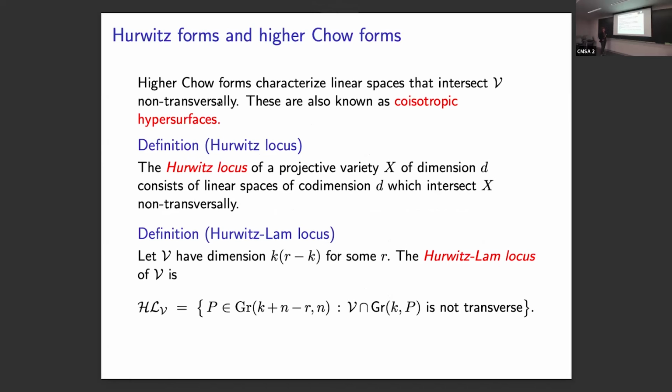There are a lot of higher Chow forms, which capture non-transverse intersections. So you could ask, when does a line intersect my curve? You could also ask, when is a plane tangent to my curve in P3? Like when does this non-generic intersection behavior happen? And the next one up is exactly the Hurwitz locus. So the example with the line and the plane. I just have the definition here, and it looks like the definition earlier.